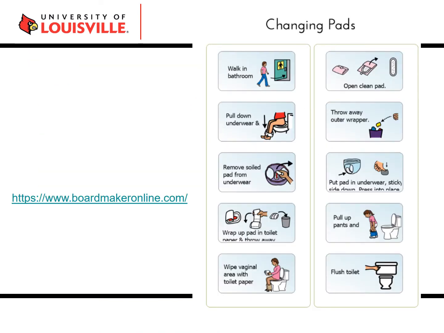This is an example of a visual task analysis, or a breakdown of the steps to changing your pad. This can be used in a couple of different ways. First, it can be used as a visual prompt for the child to prompt them through the steps necessary to change your pad.